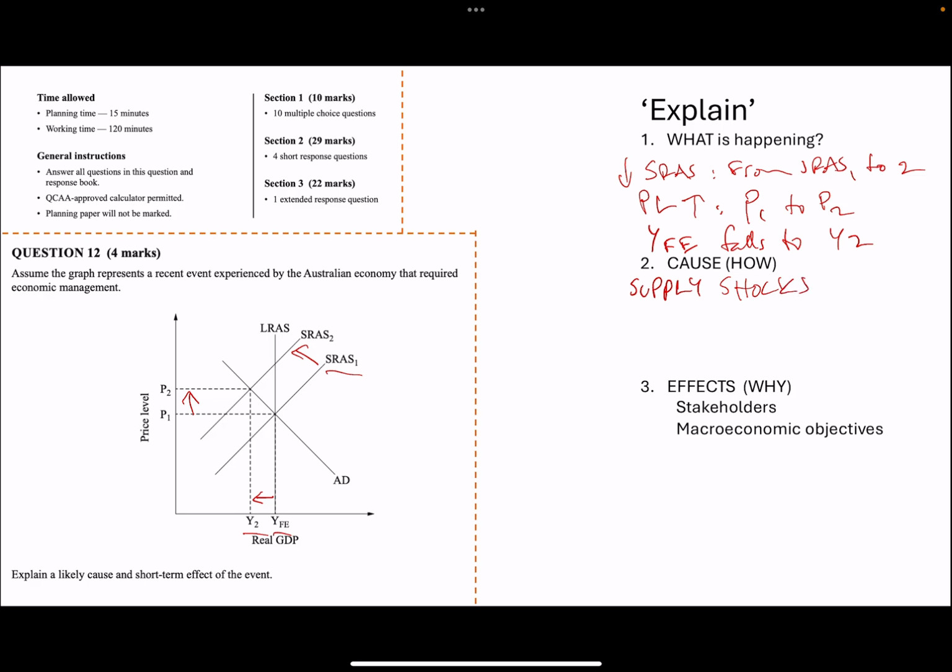Supply shocks are events where we see a significant shift in the short-run aggregate supply. For instance, COVID gave us a lot of supply shocks. During COVID, building materials increased in cost.